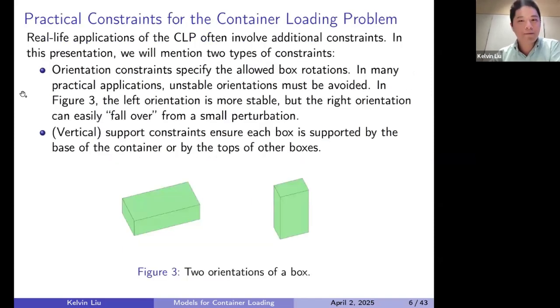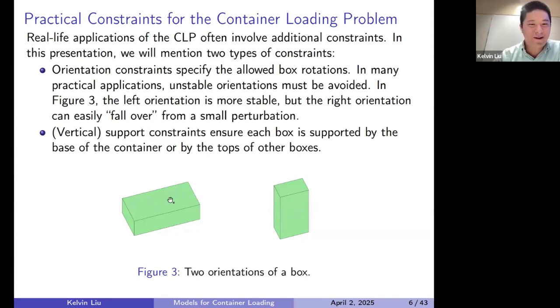All right, so that's the container loading problem in general, but sometimes we want to apply additional constraints because in practice, you can't necessarily put boxes in any way you want. Here are 2 examples of practical constraints that I will be covering in this talk. Orientation constraints specify which box rotations are allowed. For example, if you look at figure 3, these are 2 possible orientations of a box.